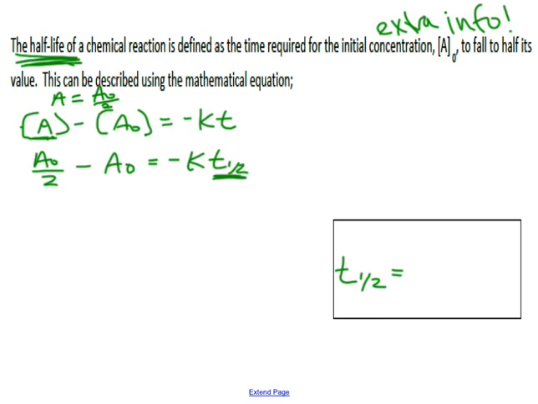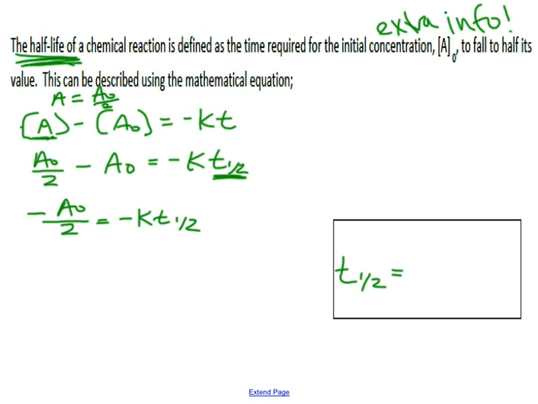So how can I clean this up? A naught over 2 minus A naught is equal to what? Just math, guys. Come on. What? I can't hear you. Not negative 2 A naught, no. Negative A naught over 2. This is a half of A naught minus 1. Isn't that a negative half? Okay. So negative A naught over 2 is equal to negative K T1 half.